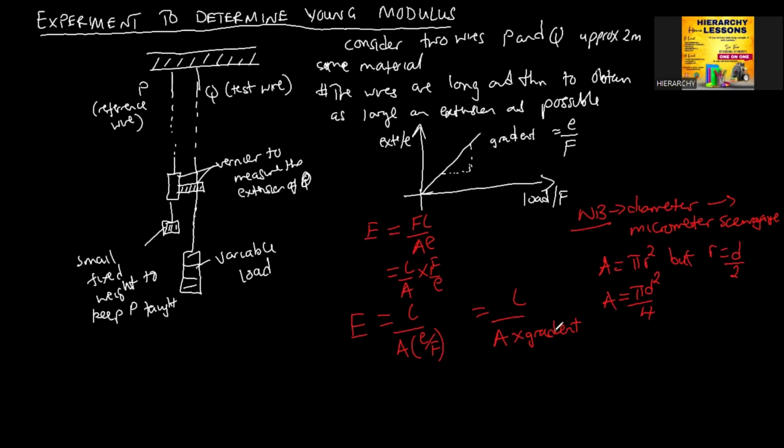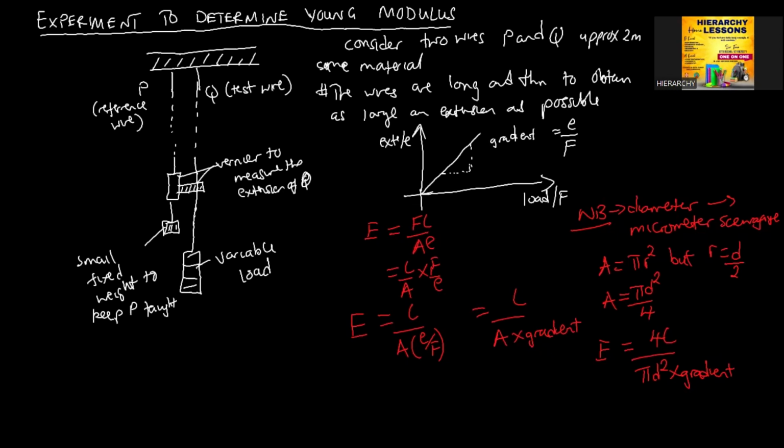Substituting in the equation of Young modulus, Young modulus E is equal to 4L over pi d squared, times the gradient. So 4L over pi d squared times gradient, that's what we get. So that's the experiment to determine the Young's modulus.